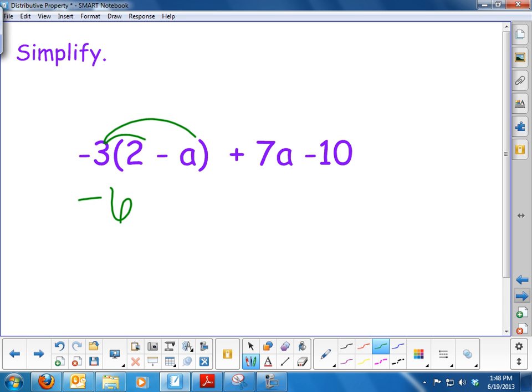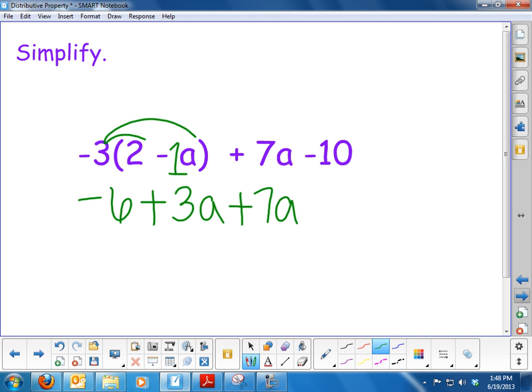Next example, I'm going to distribute my negative 3. I get negative 6. Now negative 3 times a negative a. There's an invisible 1 right in front of that a. If it's not written there, it's a 1. A negative times a negative gives me a positive. 3 times 1 is 3, so I get positive 3a.